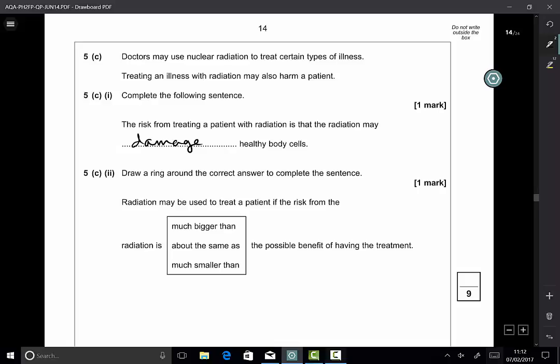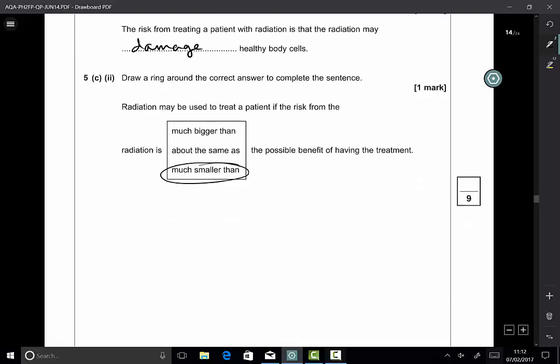Draw a ring around the correct answer to complete the sentence. Radiation may be used to treat a patient if the risk from the radiation is something the possible benefit of having the treatment. So obviously we want more benefit than risk, so we want the risk to be much smaller than the possible benefit.